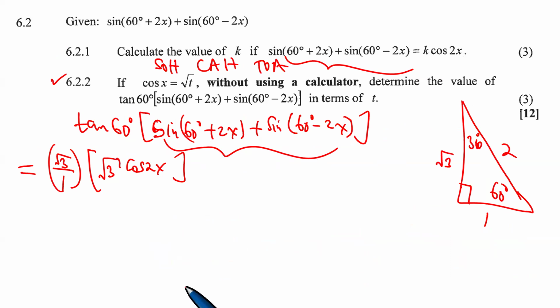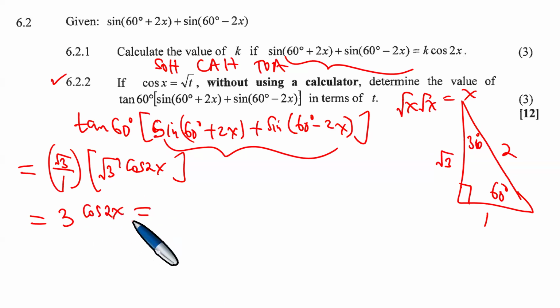Okay. And then what is the answer to this? We have the square root of 3 times the square root of 3. What is the square root of 3 times the square root of 3? It's the square root of 9, which is 3. Okay, good. If you multiply the square root of x by the square root of x, you just get x. Okay, and then we have 3 cosine 2x. Then what do we do next? Because we want to write this in terms of t.